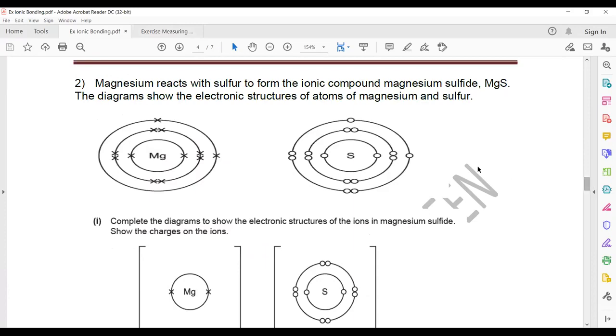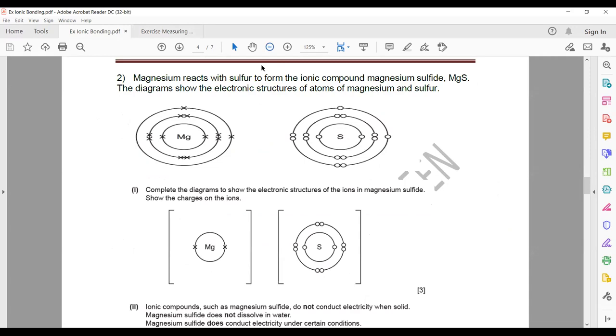Then another question: magnesium reacts with sulfur to form an ionic compound. Magnesium is a metal here and sulfur is a non-metal. How many electrons are there in the last shell of magnesium? 2 electrons. Metals always lose their last shell electrons, so magnesium will lose 2 electrons.